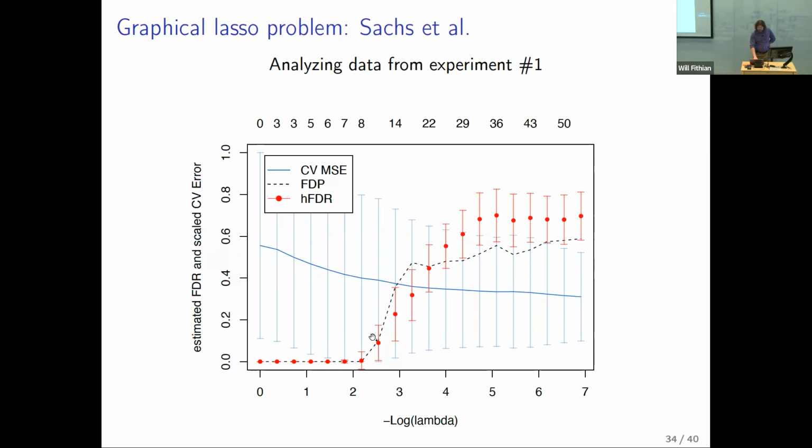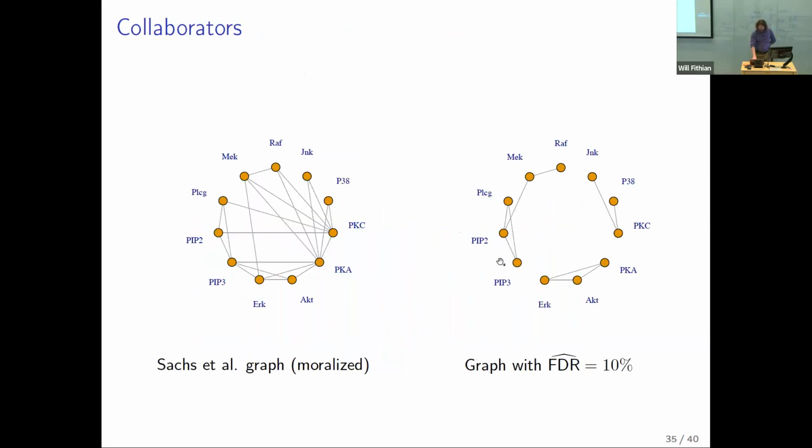If we choose the biggest model with false discovery rate estimated at 10, we get about half of the edges in this graph. We got more of the short ones than the long ones, so it looks like most of them are missing, but we got about half the edges in the graph and 1 false discovery here.